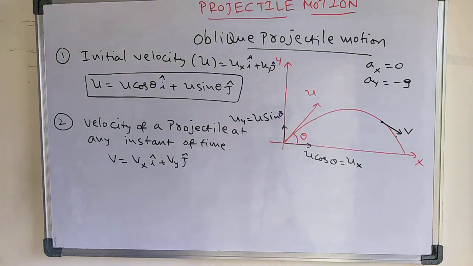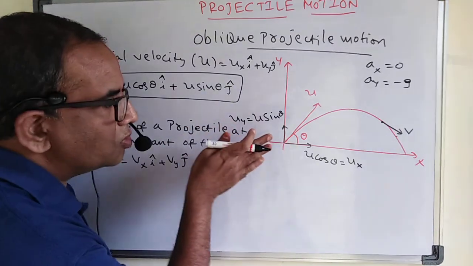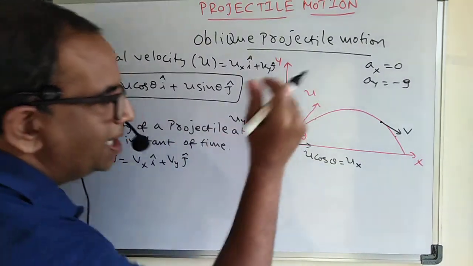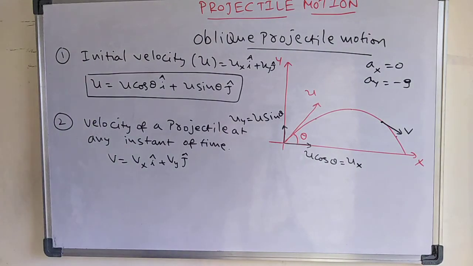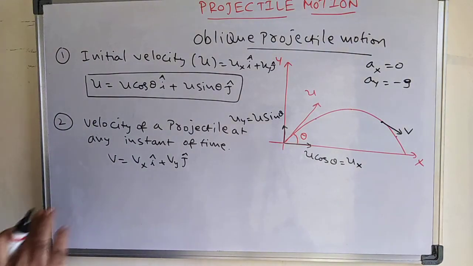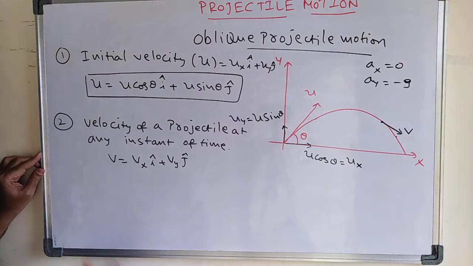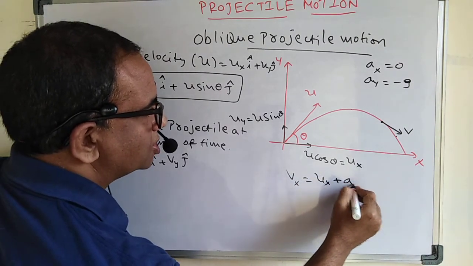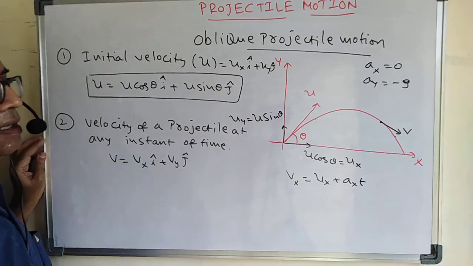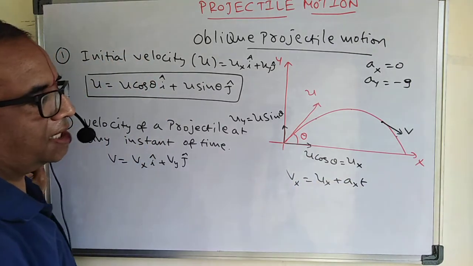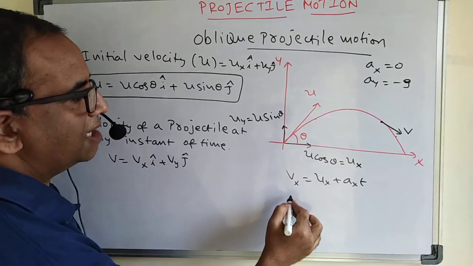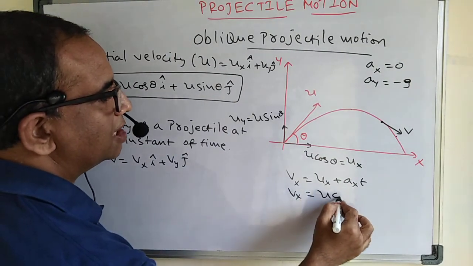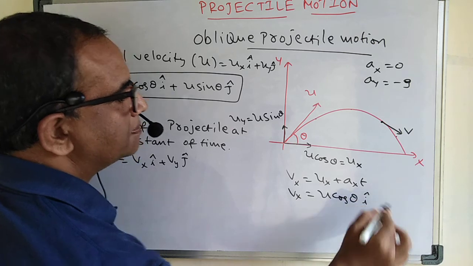How can I calculate the velocity v at that point? It also has two components, along the x-axis and the y-axis. So how can I find those velocities? We have Vx = ux + axt. Here ax is 0. Therefore, Vx is nothing but u cos theta i cap.